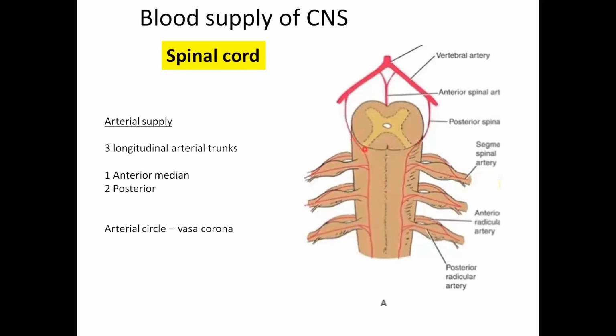These segmental arteries will anastomose with one another and also with the anterior and posterior spinal arteries to form longitudinal trunks. There are 3 longitudinal trunks, one running in the anteromedian fissure and 2 on the posterior aspect behind the dorsal roots. Now, these 3 longitudinal trunks will anastomose with one another, forming the vasa corona. And the branches that arise from the vasa corona will enter the substance of the spinal cord to supply it.